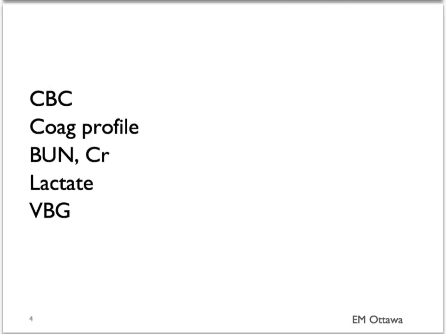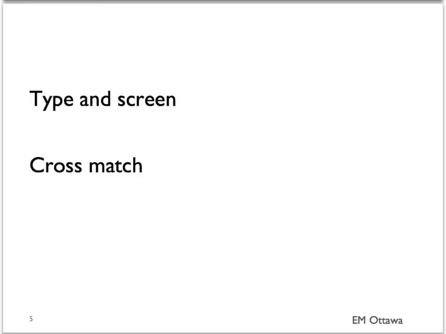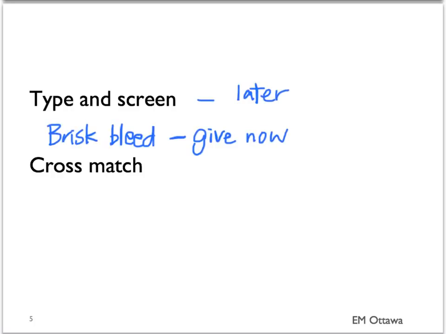Therefore, to summarize, in patients who are having active GI bleed, a CBC, coagulation profile, and BUN and creatinine are fairly standard. In patients that we're worried about a sicker pathology such as ischemic colitis, a lactate and a VBG would be helpful. In patients with GI bleed, we often do a type and screen in case we have to give them blood later. In patients with brisk GI bleed, if we want to give them blood now, you'll want to cross-match them for a few units of packed red blood cells. We'll discuss that further in the treatment videos.